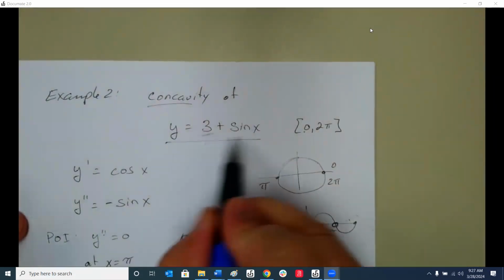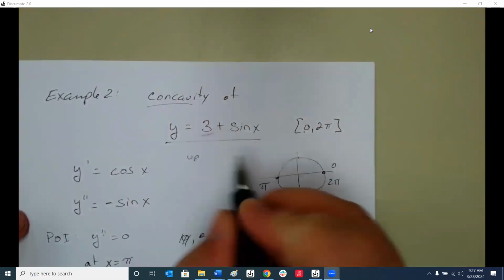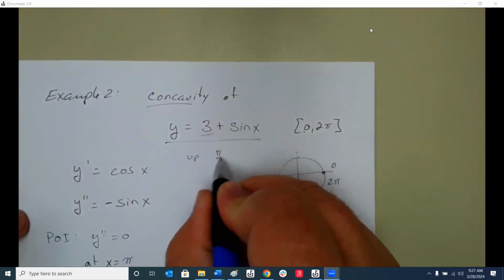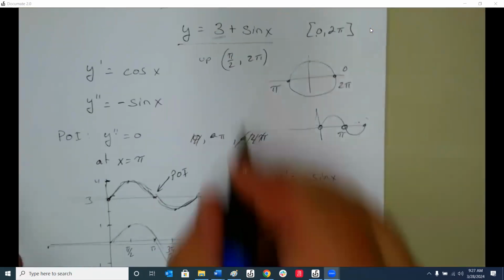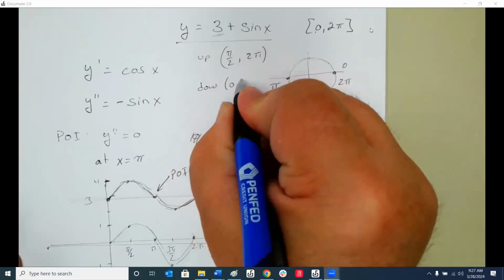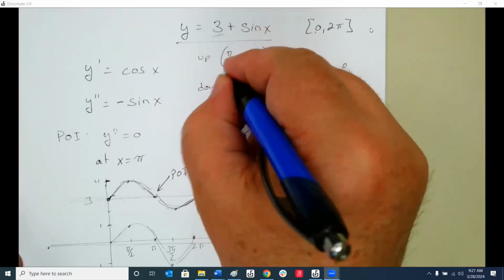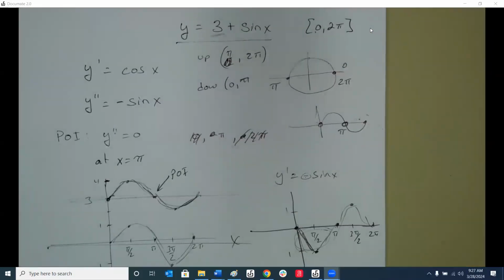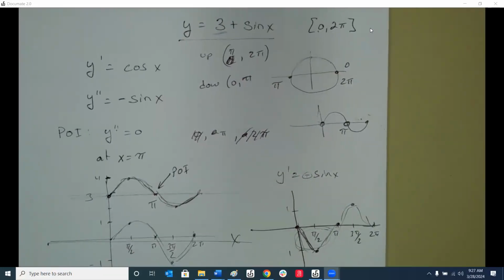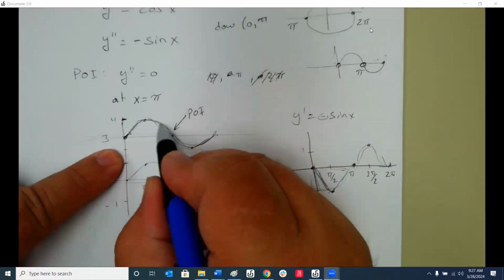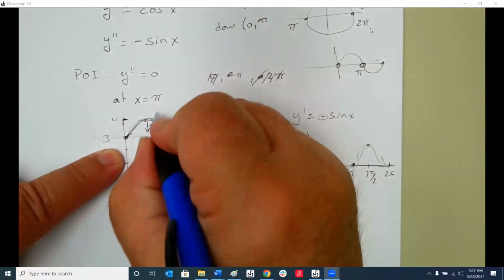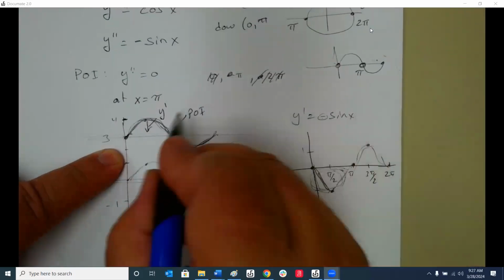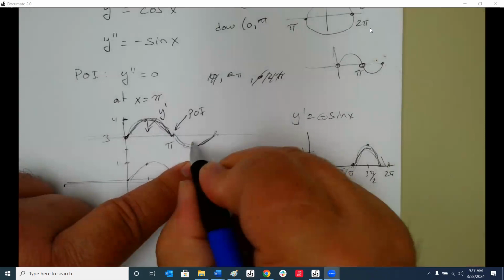Because remember, we're talking about the concavity of this graph. It's concave up from pi over 2 to 2 pi. It's concave down from 0 to, I'm sorry, pi. Because that's what we're looking for. Because what this tells us is our graph is concave down from there. Why? Because all the values are negative. All the values are negative of the first derivative. So it's concave down. Point of inflection. Now all the values are positive, so it's concave up.